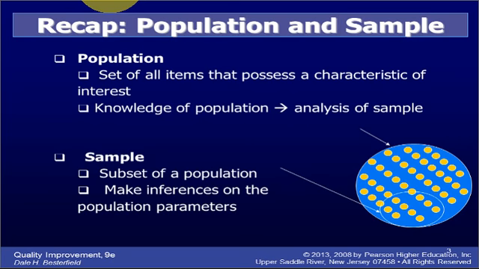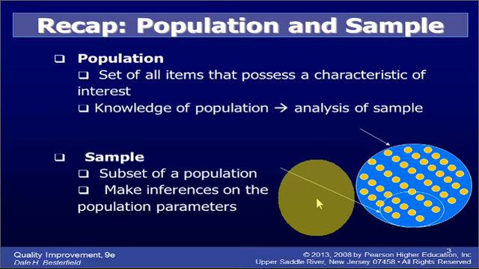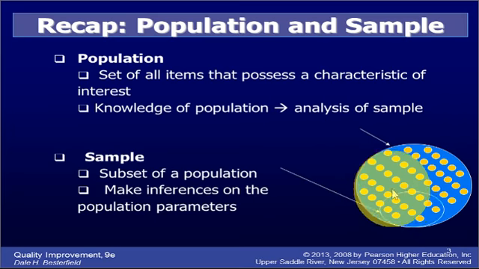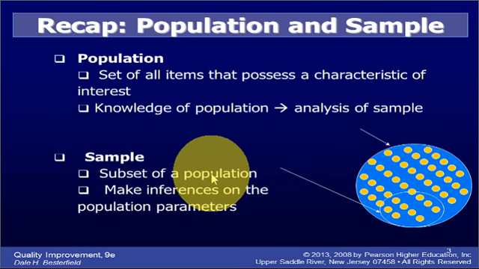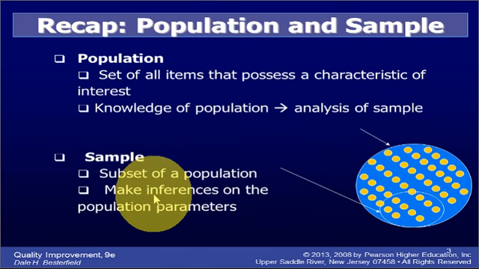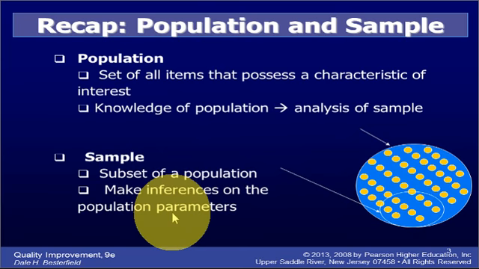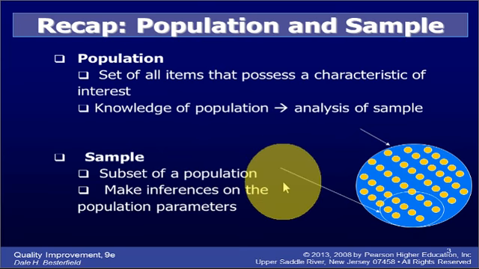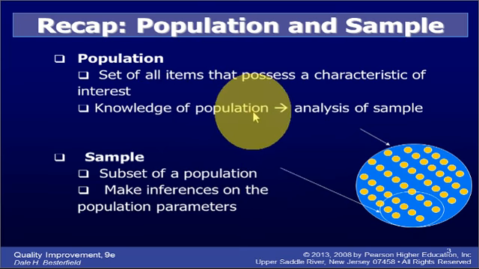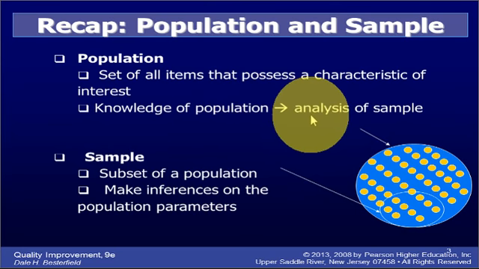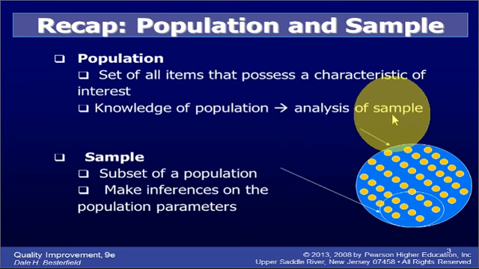We discussed the population and sample. Population is the set of all items that possess a characteristic of interest, and a sample is a subset of the population. If we draw a sample, the statistics of the sample can make inferences about the population parameters. The other way around, if we have some knowledge of the population, then we can make an analysis of the sample. We can test if the sample is actually drawn from the population.